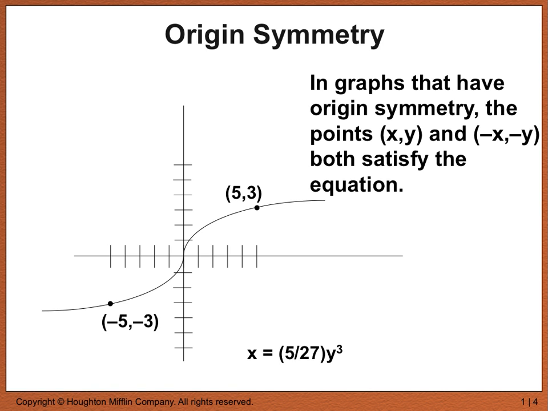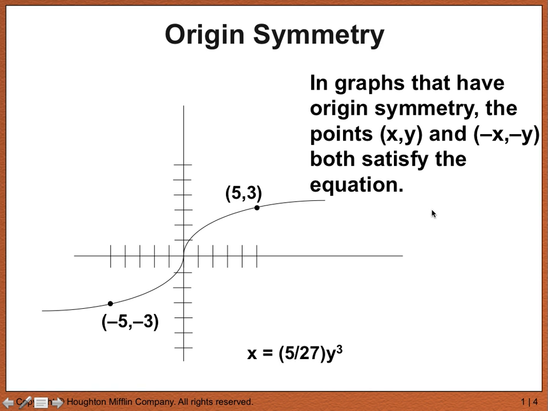Just remember that whatever's in the first quadrant is reflected and inverted in the third quadrant, and whatever is in the second quadrant is reflected and inverted in the fourth quadrant. That's all you have to remember with this kind of symmetry. Or you can think of it as the symmetry that passes through the origin, that's fine too. In any case, if the points (x, y) and (-x, -y) are both on the graph, then we have origin symmetry.